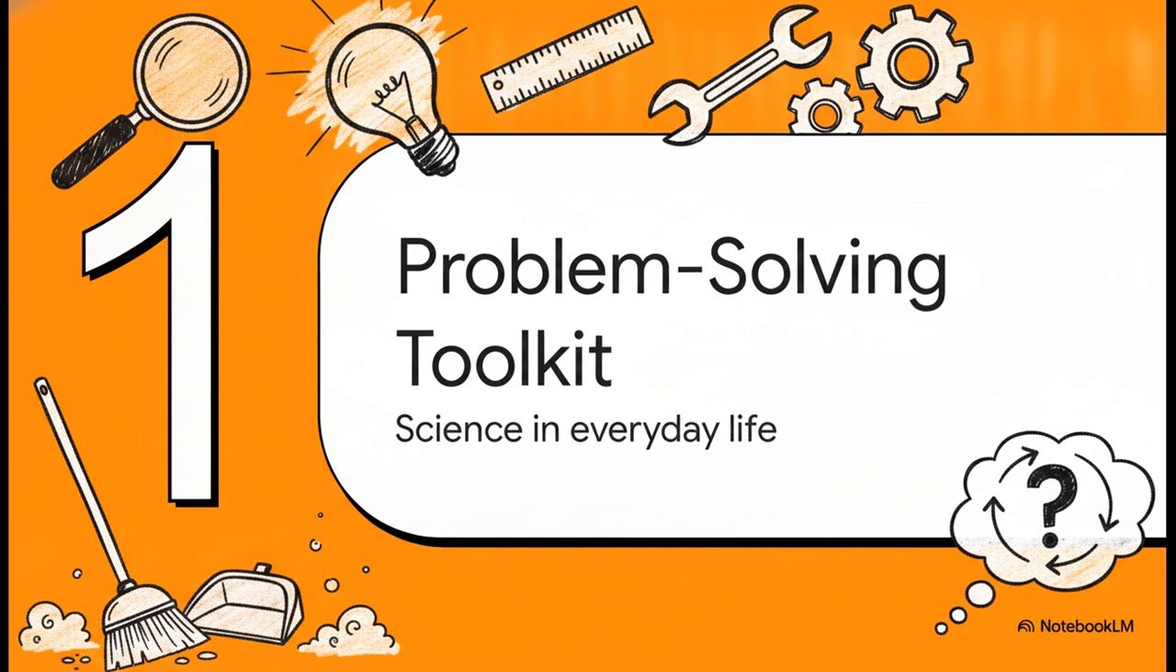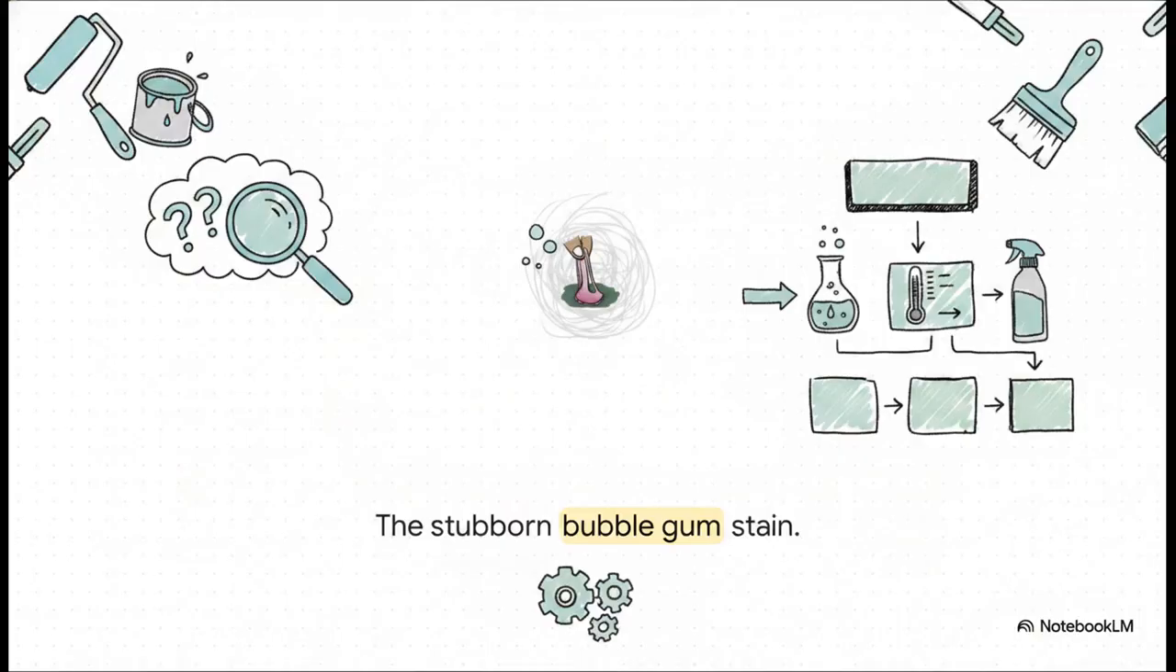Section 1, the Scientific Problem-Solving Toolkit. This is all about applying science to everyday life. Now, what's really interesting about this is that every great scientific investigation throughout history starts the exact same way, with a simple observation of a problem or some frustrating bottleneck. It doesn't have to be a multi-million-dollar physics equation. It can be a classic optimization problem.